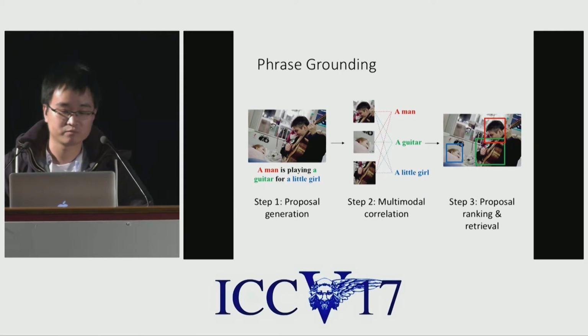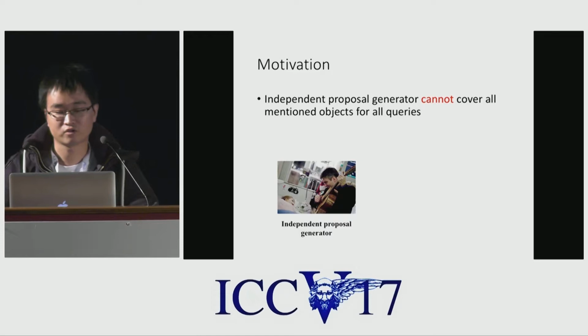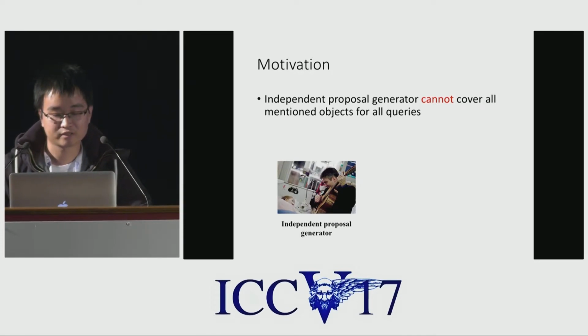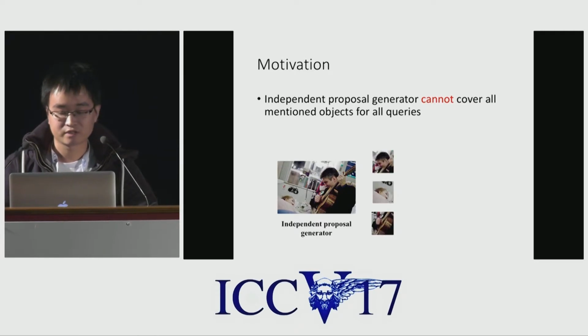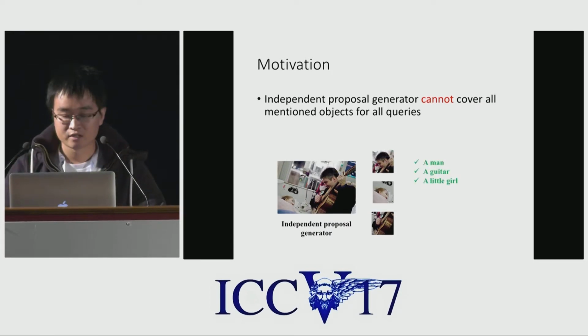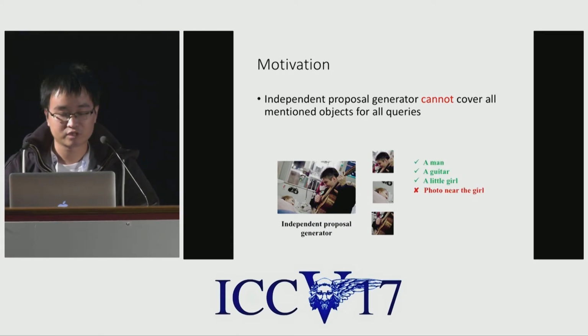However, there are 2 important limitations. First, an independent proposal generator cannot cover all the mentioned objects. Considering these examples, we can easily find a man, a little girl, or a guitar. But when we want to find the photo near the girl, it is not in the candidate set, so there's a natural performance upper bound for it. So the first motivation is that we want to generate and regress each proposal based on the query semantics.